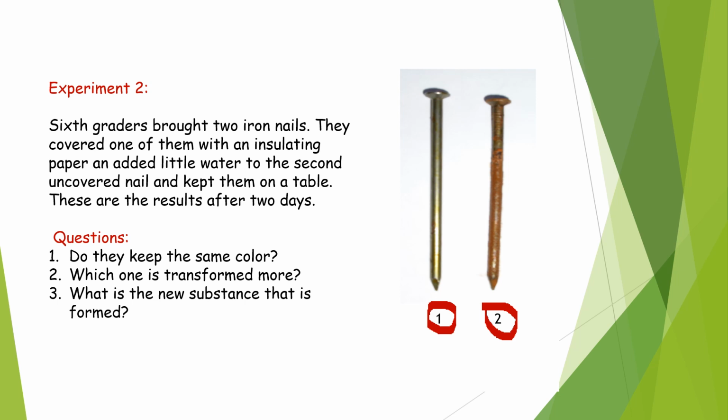Questions. Did they keep the same color? No. Which one is transformed more? Which one is changed more? Of course it is the iron nail number 2. What is the new substance that is formed? What is this substance here? What do we call this substance? It is the rust.